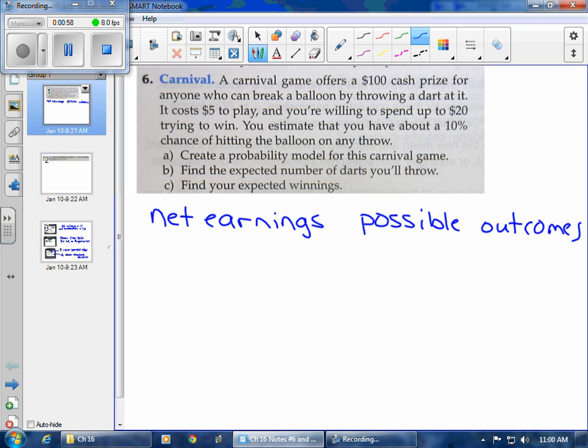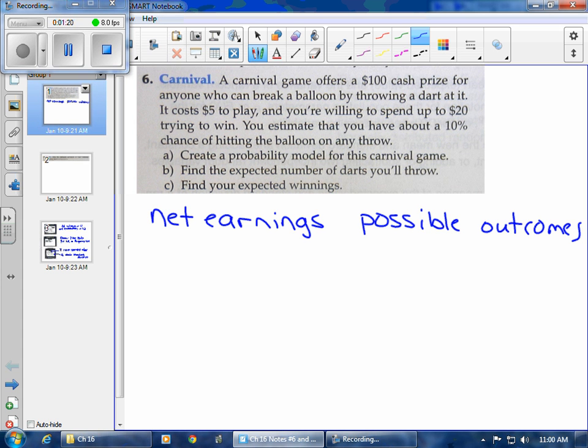So again, you're going to play until you win, and then you stop, but you're going to keep playing until you've spent $20. Well, how many times? If you don't ever win, how many times could you play if you stop after you've lost $20? 4 times. So 4 times is the most because it costs you $5 to play.